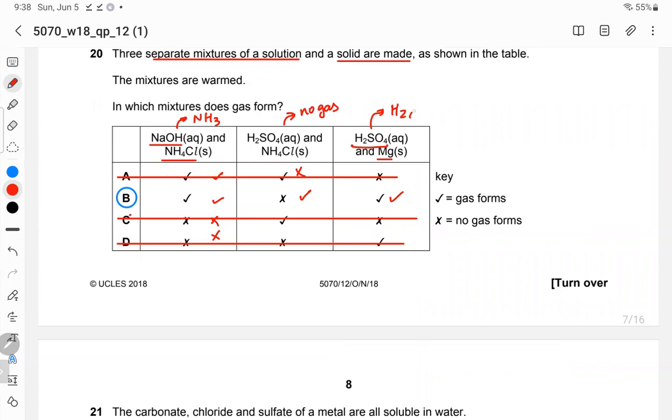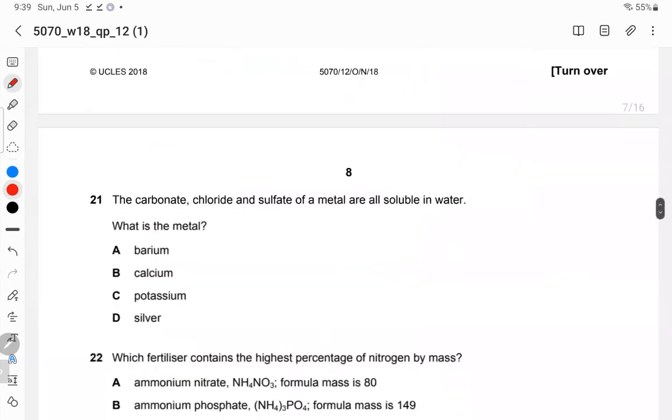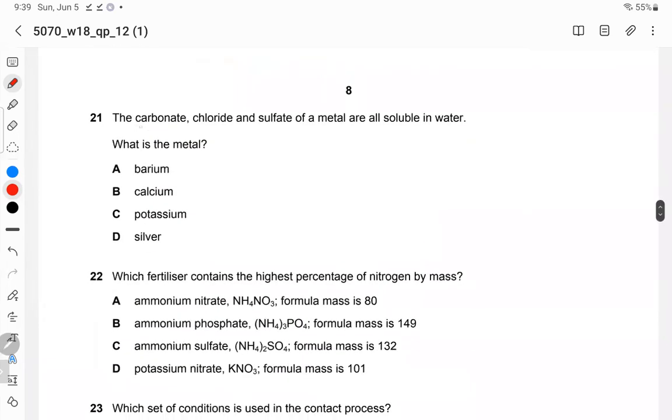Question number 21. The carbonate, chloride, and sulfate of a metal are soluble in water. What is the metal? Which metal has all these three? Its carbonate, its chloride, and its sulfate. Potassium, very good, because group 1 compounds are all water soluble. So potassium belongs to group 1, so it's the correct answer.